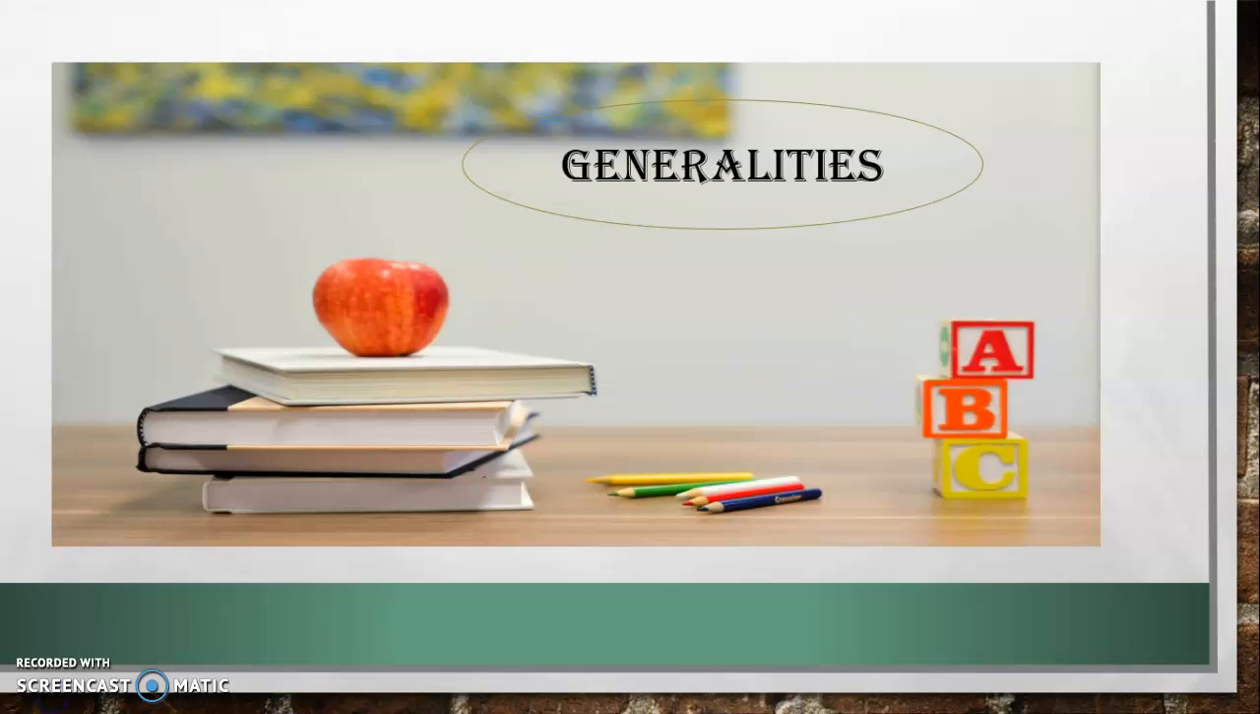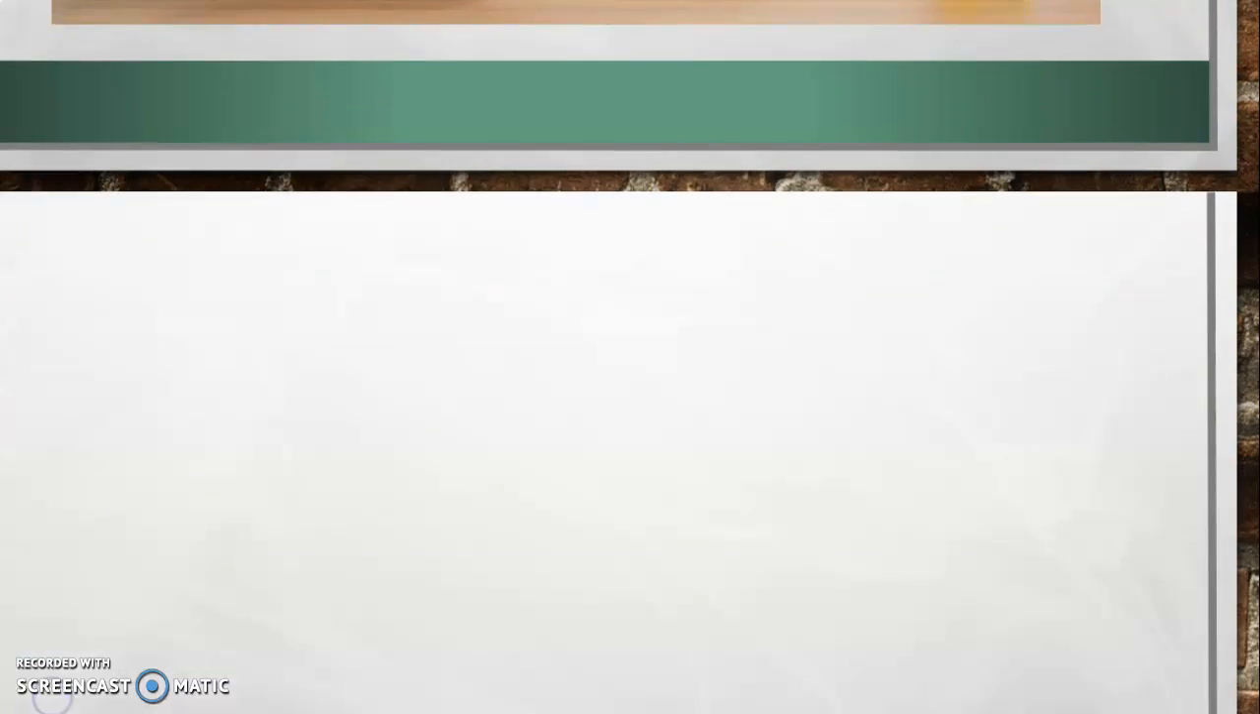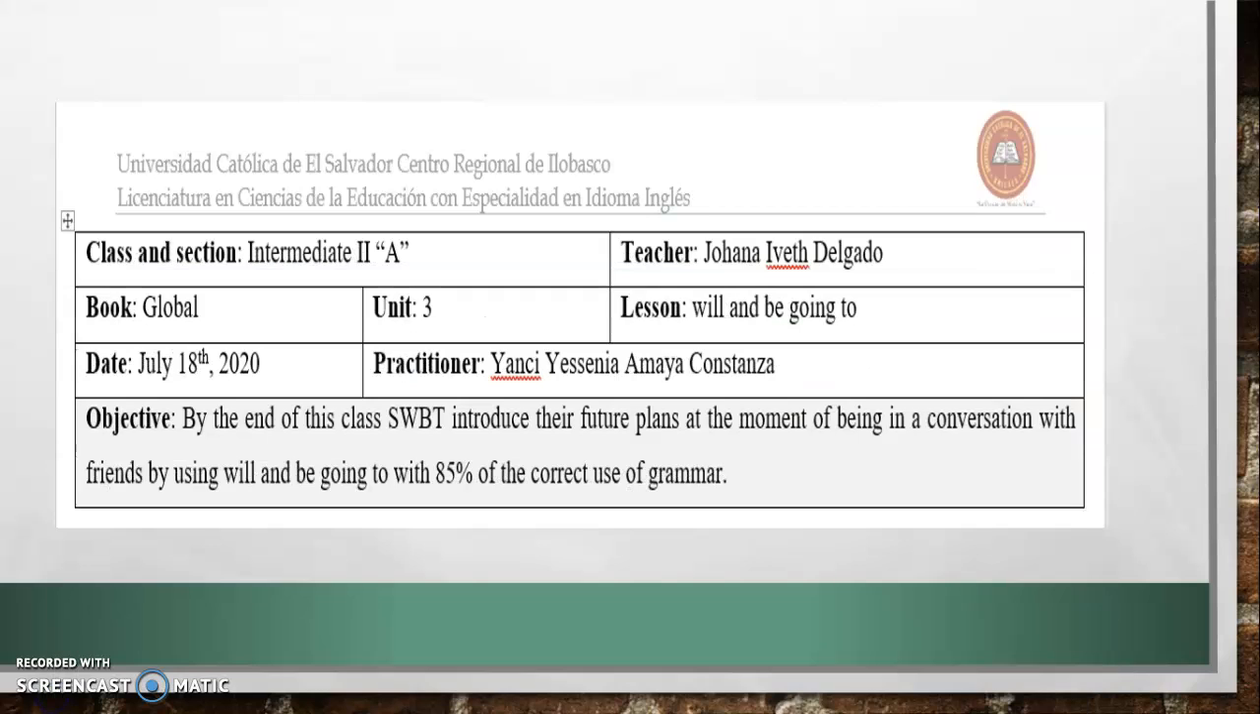First, I have the generalities, which are the following. The class and section are Intermediate 2, section 8. The teacher is Joanna Ivet Delgado. The book is Global, and the unit is number 3. The lesson is will and be going to. The date is July 18, 2020, and the practitioner is Jancy Yesenia Maya Constanza. And the objective is the following.